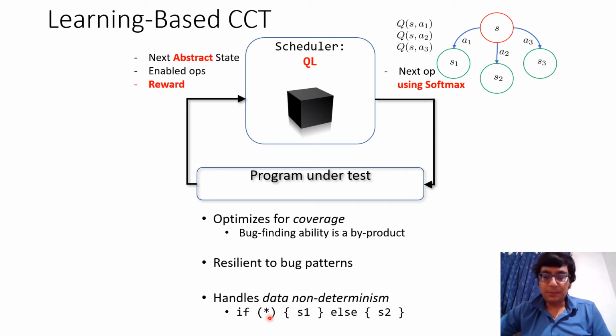So prior algorithms like random and PCT resorted to pure random resolution. Therefore, if you have data non-determinism, they can't do any better than random. Whereas we can do much better because we're learning what is the best value for this star operator.